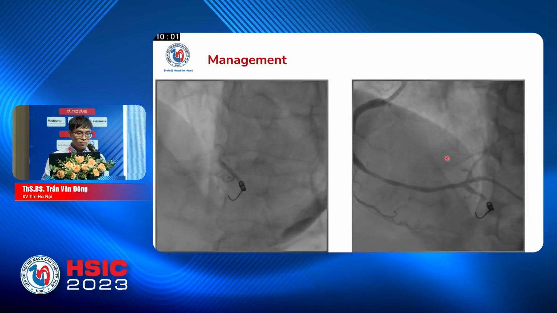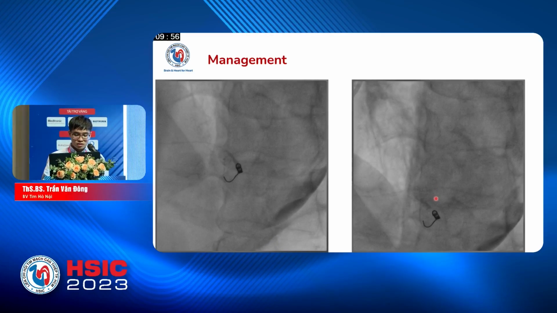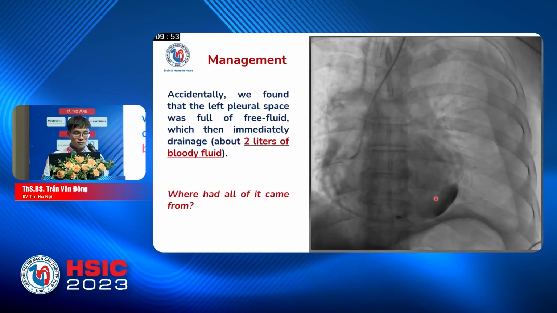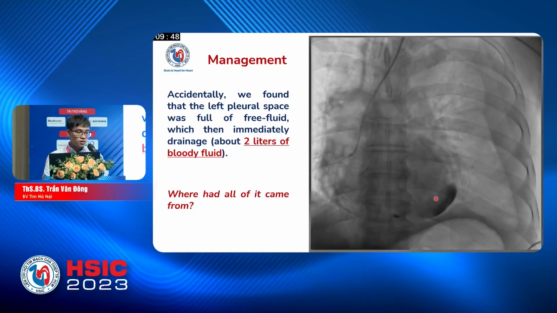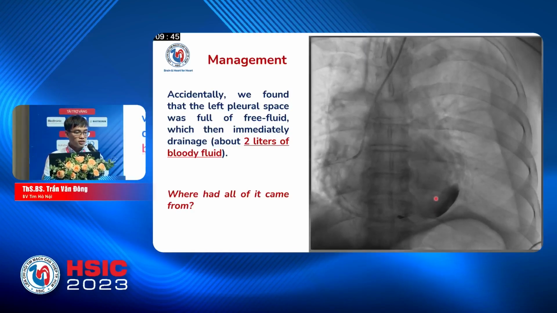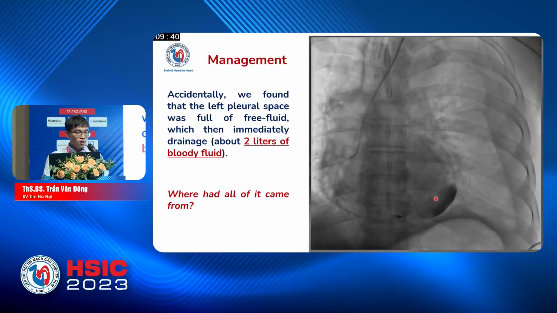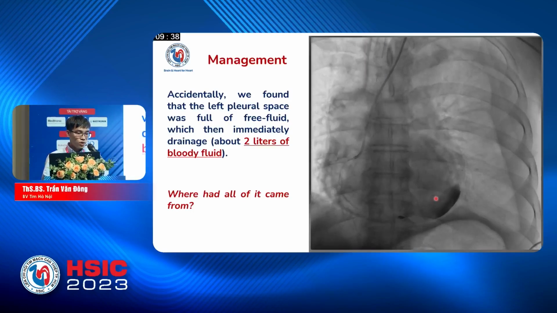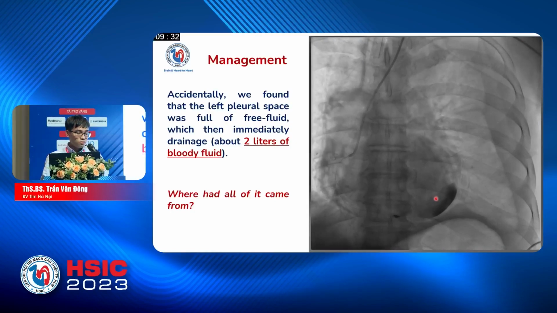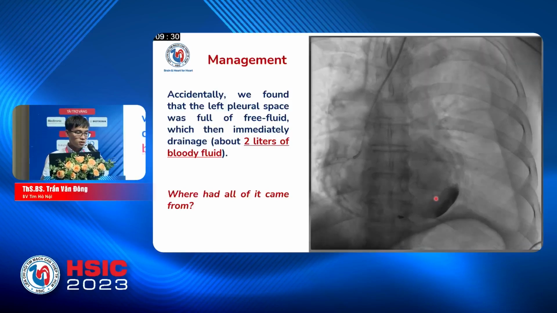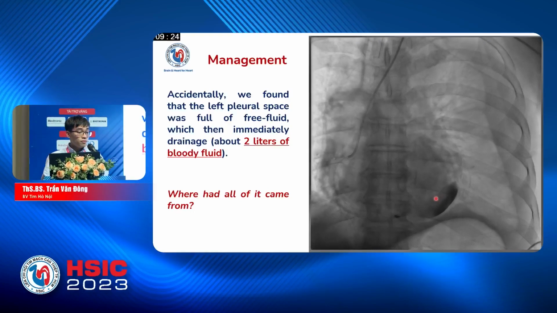The final angiogram showed good flow with no contrast outside the artery. But then accidentally we found that the left pleural space was full of free fluid, which we then immediately drained. We don't know where it came from, but we had to drain it to remove it from the pleural space. And about 2 liters of bloody fluid was removed from this patient. So the question is, where did all of it come from?